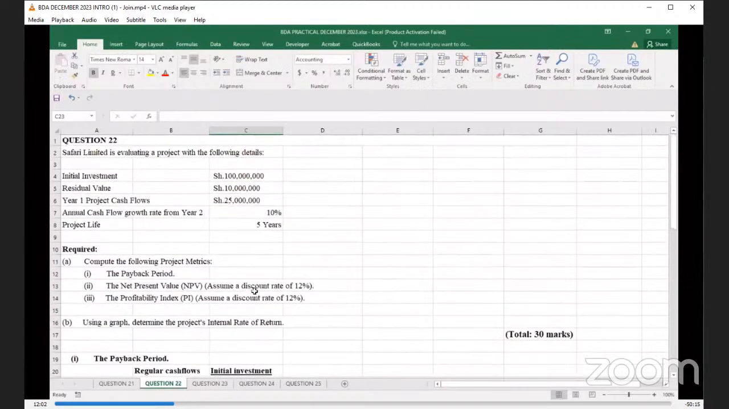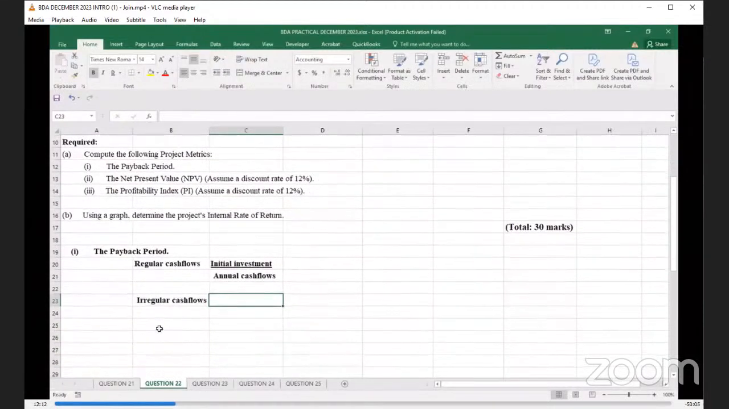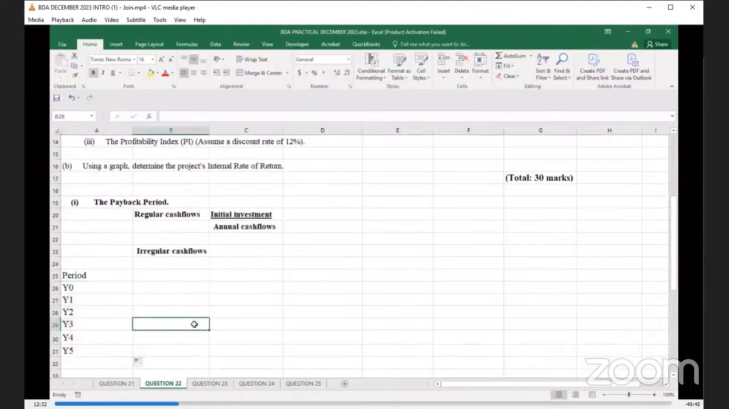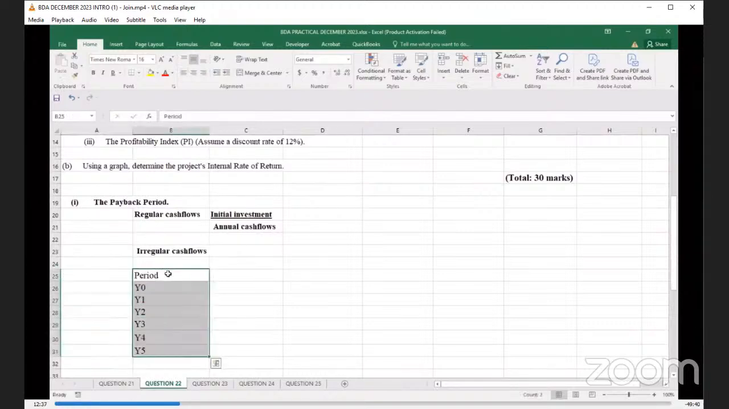So if I told you to look at this portion of ours and you are supposed to work out the payback period, I am going to have our years very comfortably here. The examiner has given us years, so I am having my period here. We can start with year zero, literally, and drag all these to year 5. Year 0 to year 5. This is what we should be having.